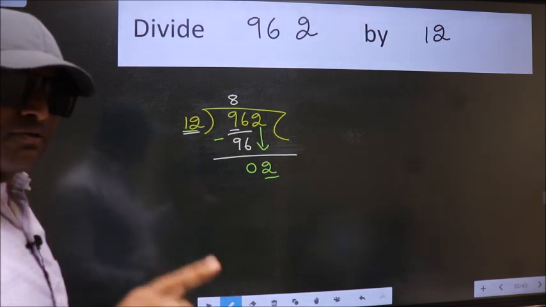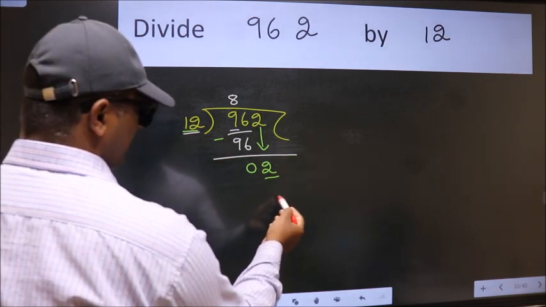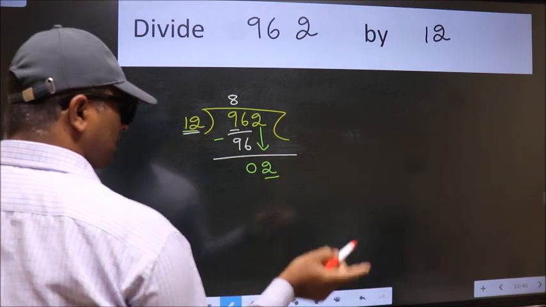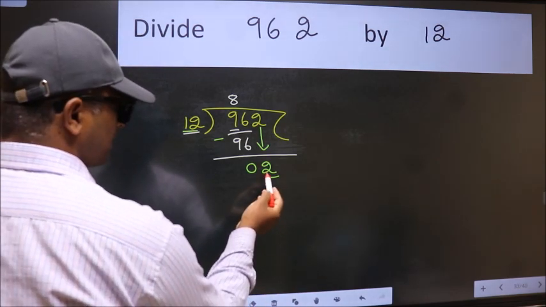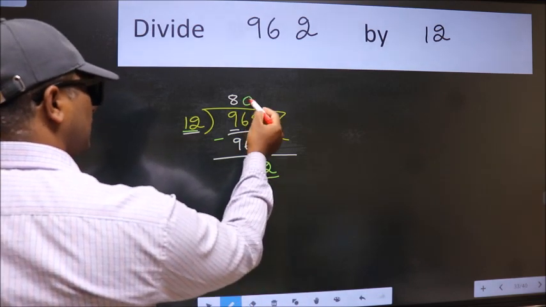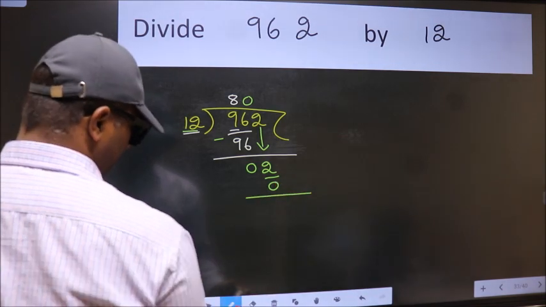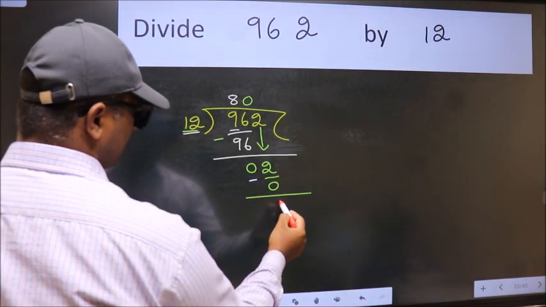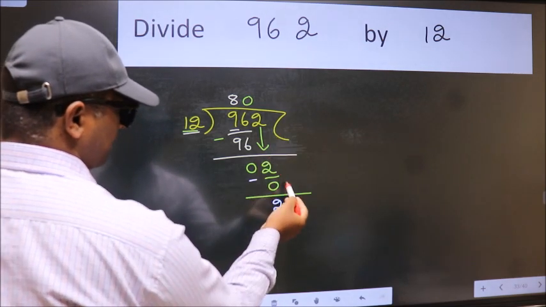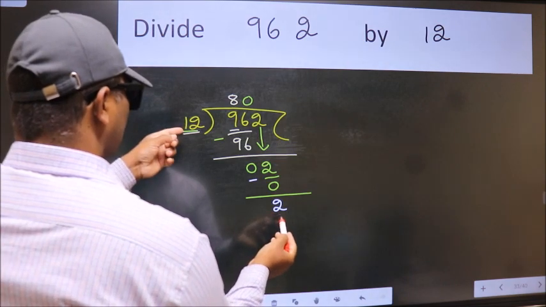Instead of that, what we should think of doing is, which number should we take here? If I take 1, we will get 12. But 12 is larger than 2. So what we do is, we take 0 here. So 12 into 0 is 0. Now we subtract, we get 2. Over here, we did not bring any number down, and 2 is smaller than 12.